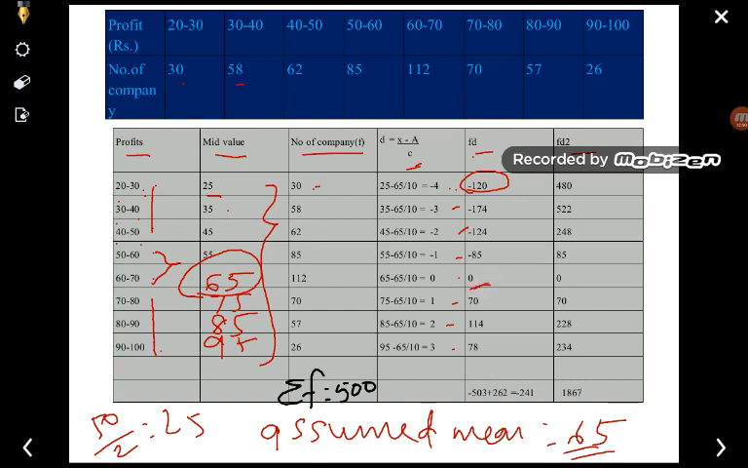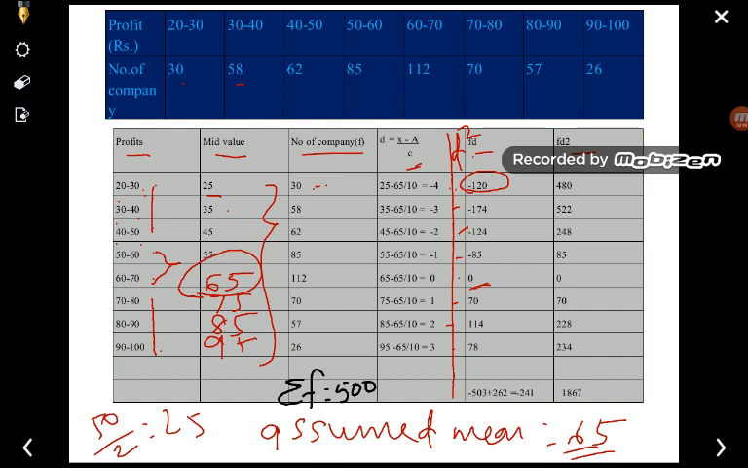70 into 1 is 70, 57 into 2 is 114, and 26 into 3 will give you 78. So we have to find out again the FD. Now we have to find out the FD square. Here, if you want, you can make a column after this as D square, so that you can multiply the F with the D square.